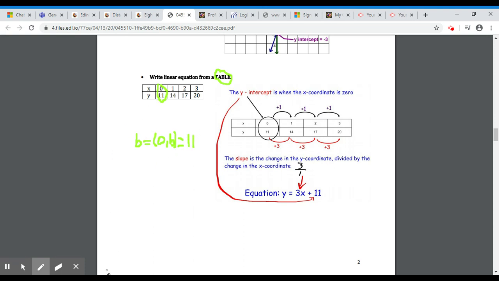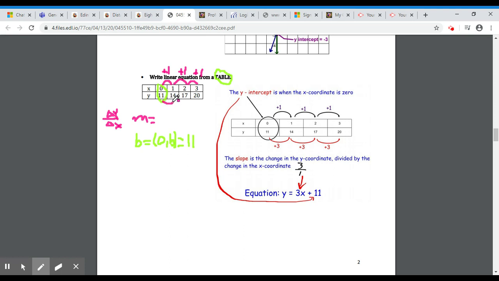Okay, now to find the m, from a table, there's a couple of things that we can do. We can do the change in y over the change in x. In other words, from here to here, what was the change? Well, it was plus 1. From 1 to 2, it was plus 1. From 2 to 3, it was plus 1. Then I have to figure out the change in the y.